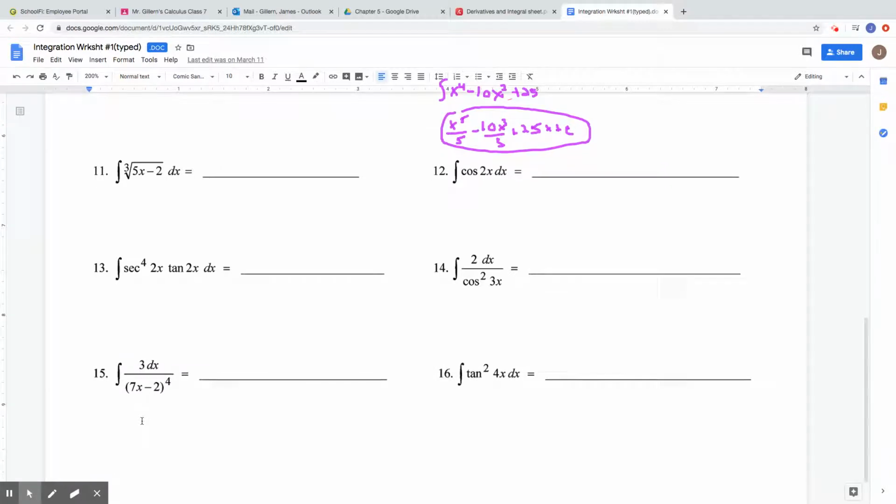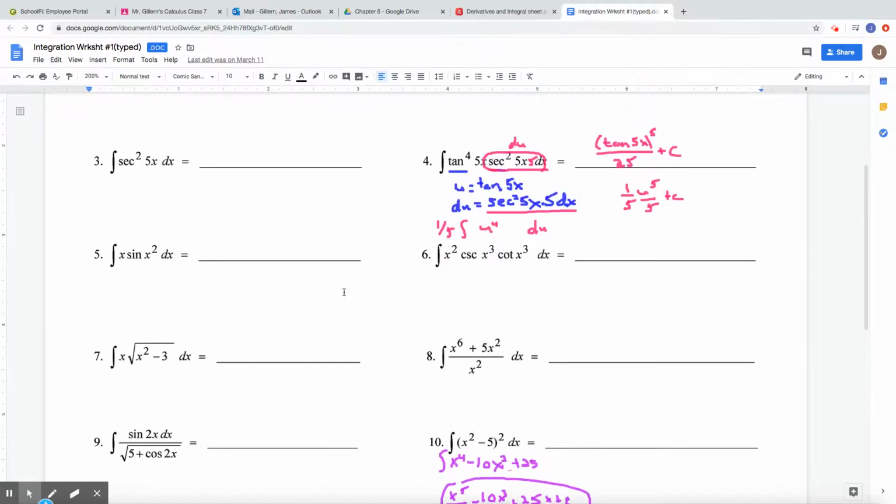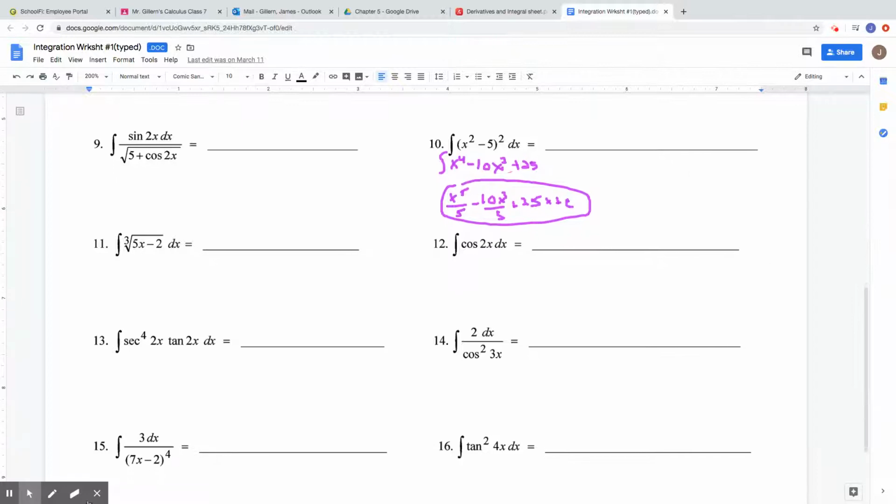All right, 13. 13 looks very similar to 4. It's just kind of reversed. So we have 2 trig functions, secant and tangent, with different powers. So we pick the one with the highest exponent. So in this case, it's going to be secant 2x.